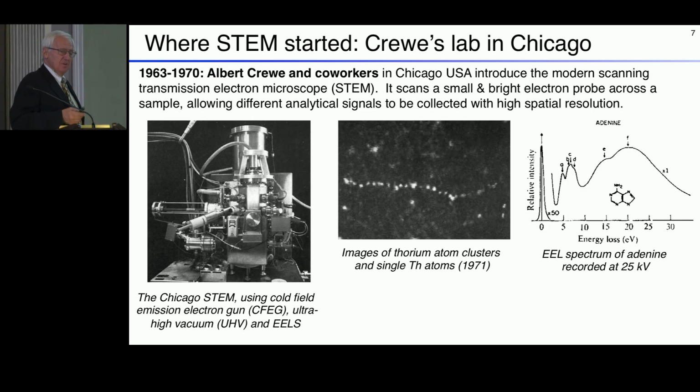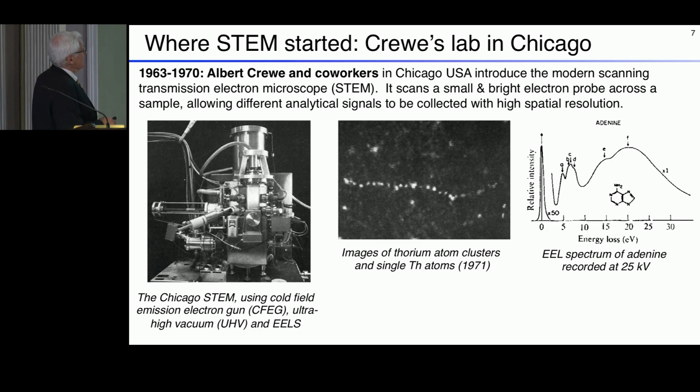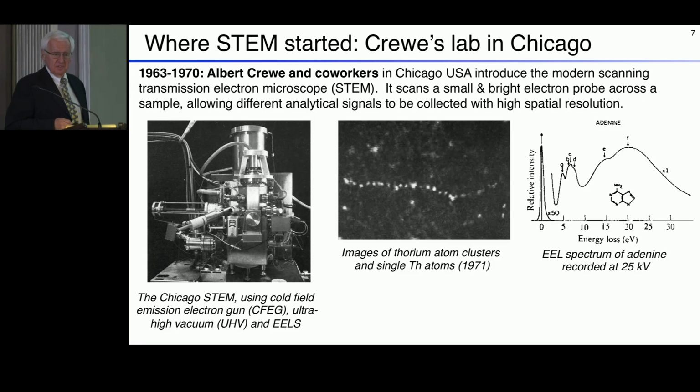So that's where the scanning transmission electron microscope came from. And he built, with his research students and postdocs, the first STEM at the University of Chicago. Here's a picture of the machine. They had all the right elements. They introduced cold field emission electron gun, ultra high vacuum, and they had a Wien filter spectrometer on there. They were the first group to produce images of single atoms with an electron microscope. But it was uncorrected and worked at 25 keV, so the probe was typically about 3 angstroms in size.